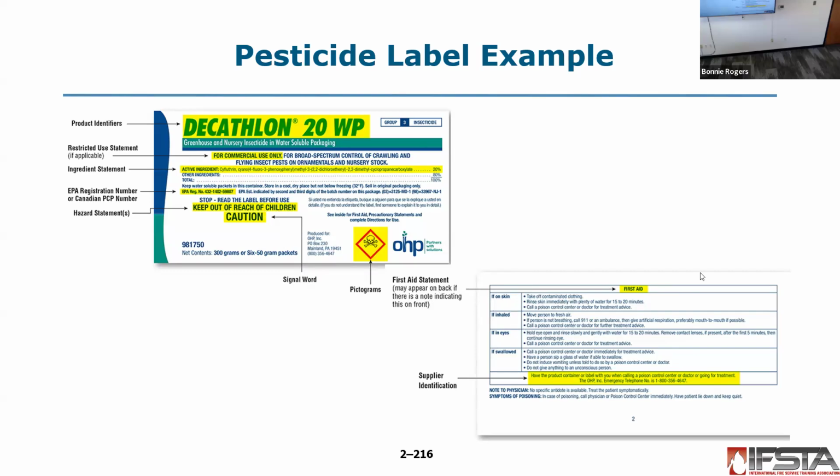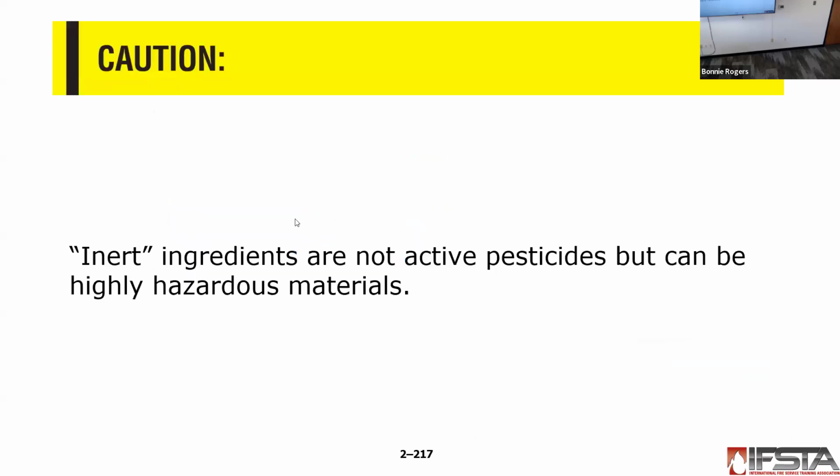On your skin, you take off your clothes. Well, take the clothes off the person who's been exposed. If inhaled, get fresh air. So it tells you all those things. And then it tells you who the supplier is. Here it's the emergency number. And there's no specific antidote available. Treat your symptoms. Just know the caution there. Inert ingredients are not active pesticides, but can be highly hazardous materials.